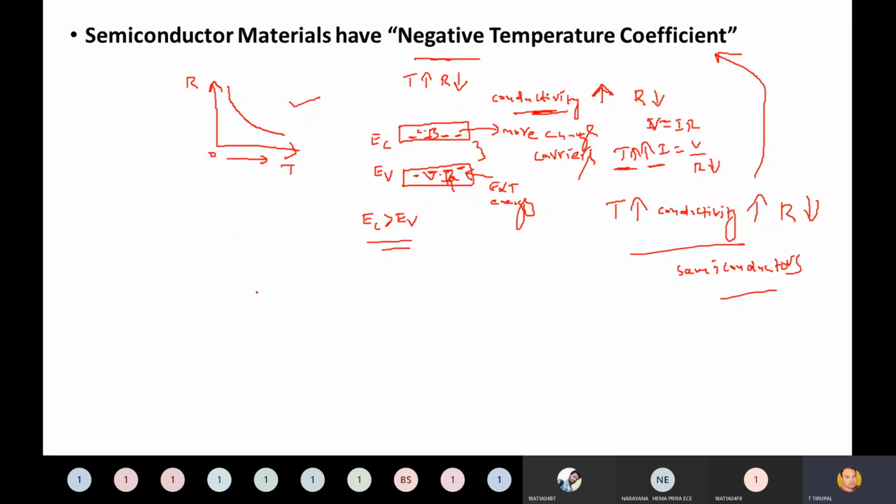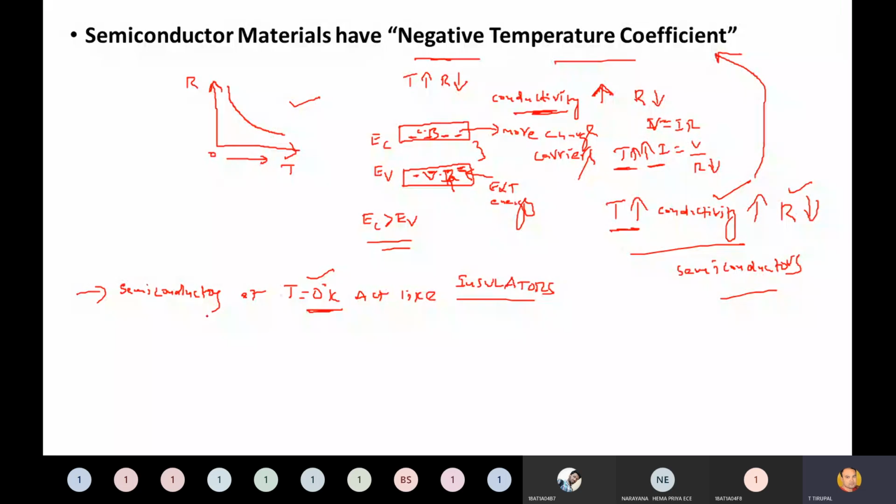Another important point for competitive exams. All semiconductors at T equal to 0 degree Kelvin act like what? Insulators. Very good. They act like insulators because we are not giving any temperature. When we increase the temperature, conductivity increases and resistance decreases, so it acts with a negative temperature coefficient. But at 0 Kelvin electrons remain in the valence band. Therefore at T equal to 0 degree Kelvin, all semiconductors act like insulators. Very important point for competitive exams. This is the first point.